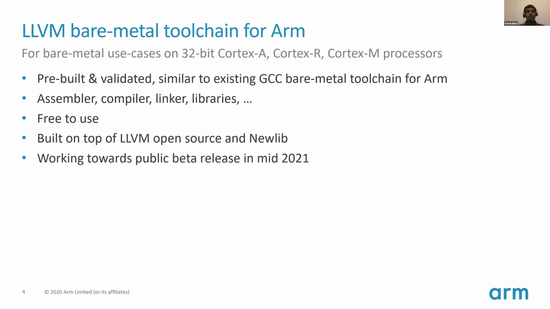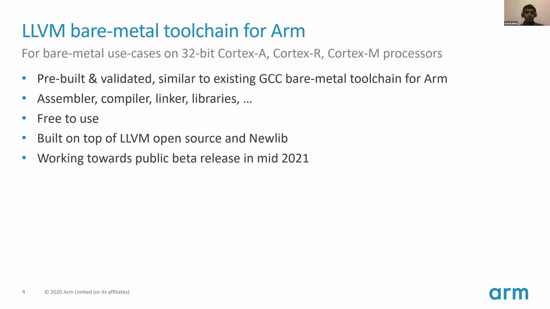There's been a growing request and desire for a similar toolchain based on LLVM, and we have started work on it. It's going to be very similar to the GCC bare metal toolchain. It's basically the same segment: assembler, compiler, linker, libraries, all that. And it's free to use. It's built on top of LLVM open source components, the LLVM linker, LLVM debugger, and a whole bunch of those features, and then newlib for the C library.